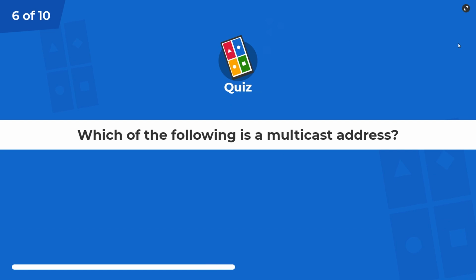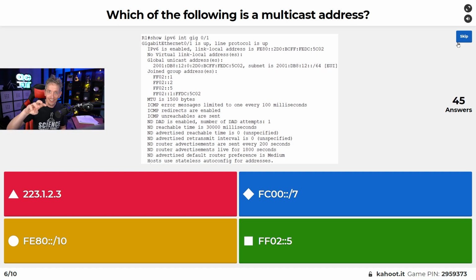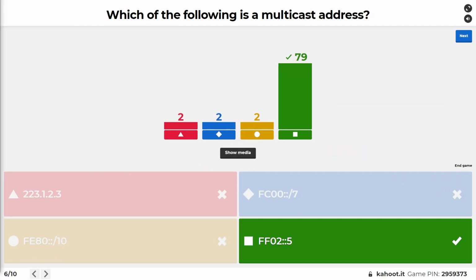Question 6 of 10. Which of the following is a multicast address? You don't need this graphic for it. You just need the correct answer. It's one of these 4. All right, nailed it. FF02::5. That absolutely is a multicast address.